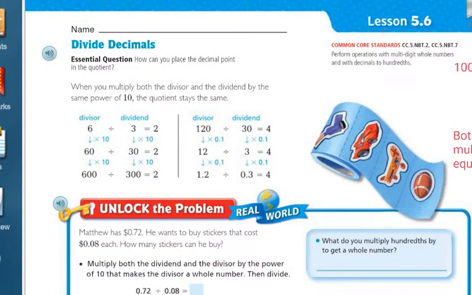Today's lesson is 5.6. We're dividing decimals. Our essential question: how can you place the decimal point in the quotient? When you multiply both the divisor and the dividend by the same power of 10, the quotient stays the same.